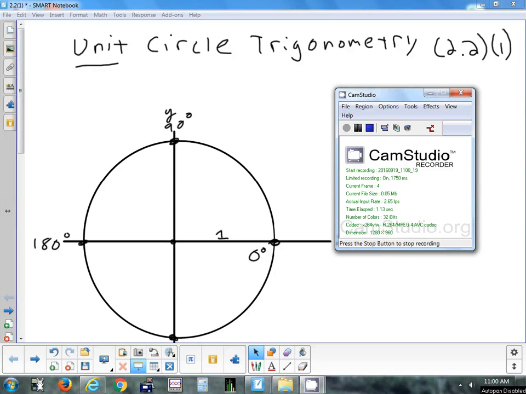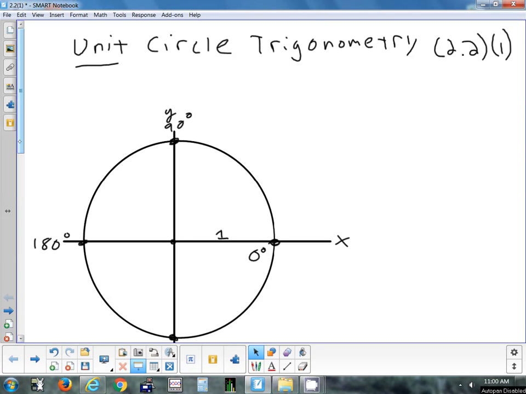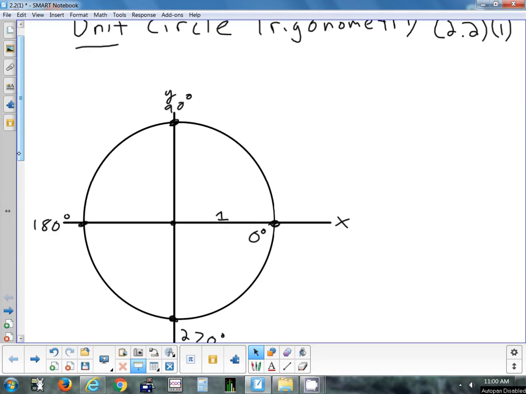All right, so this week we're going to take a look at what's called unit circle trig, section 2.2 in our book. And I'm going to start off with this diagram. What I've drawn here is an xy axis, and on that axis I put a circle centered at the origin.